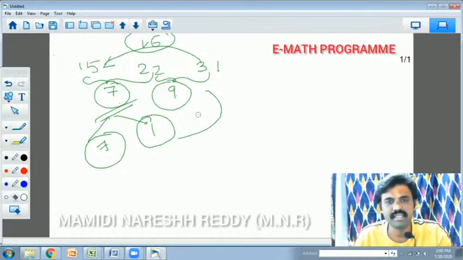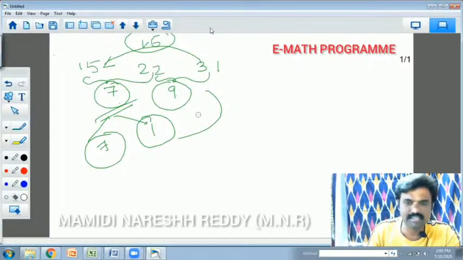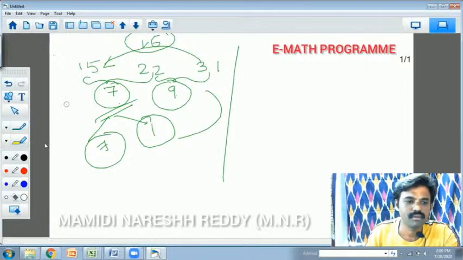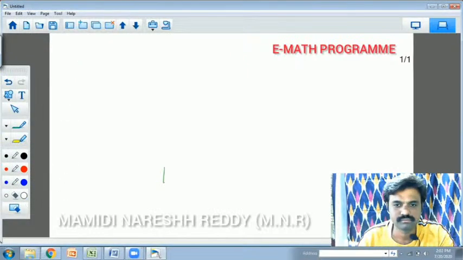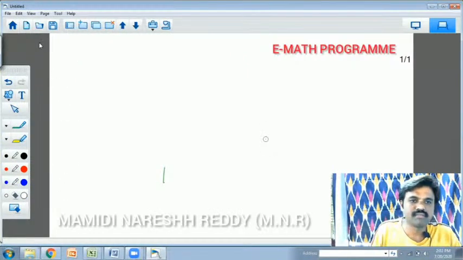So like this, it can be applied for 4-digit numbers also. Let us see one more problem. Let us take 4 numbers now: 22, 13, 80, and 71.